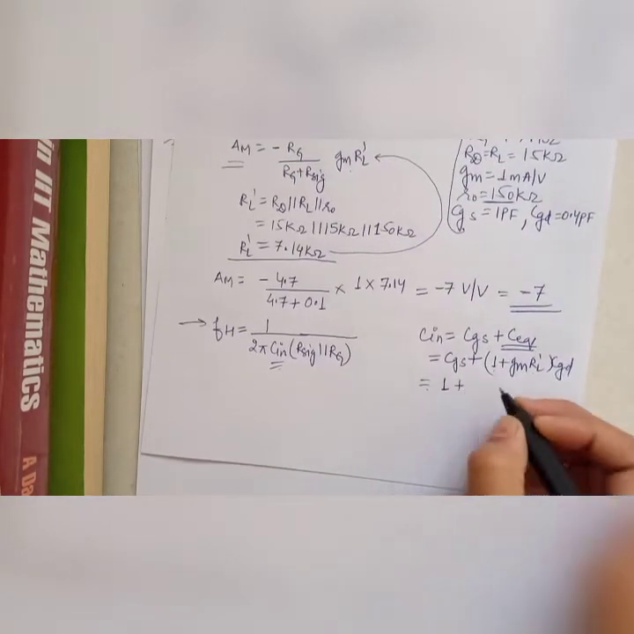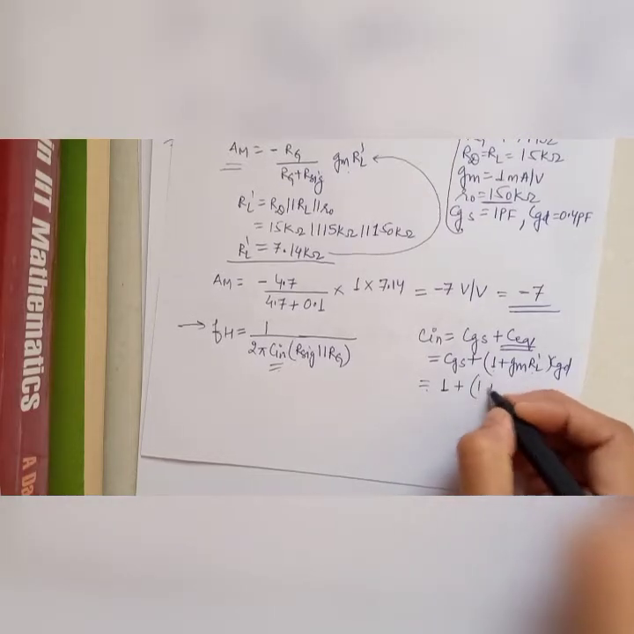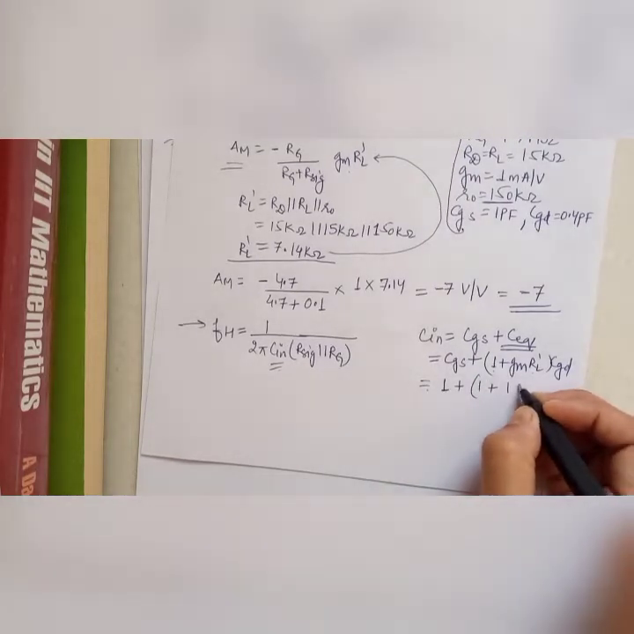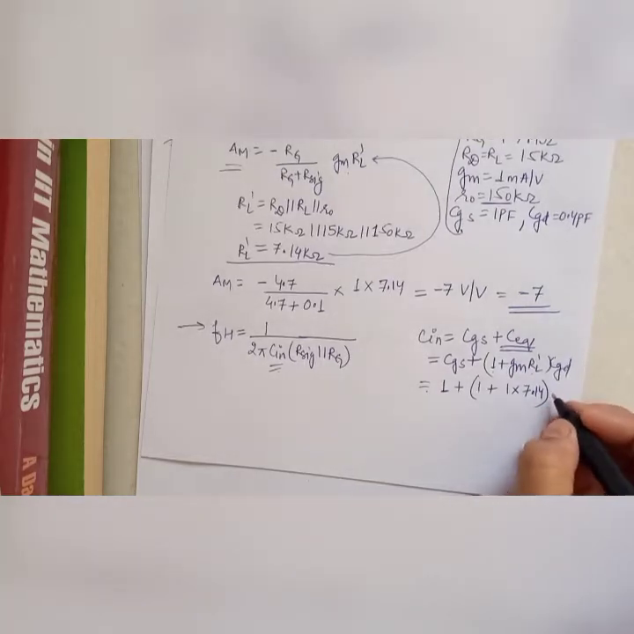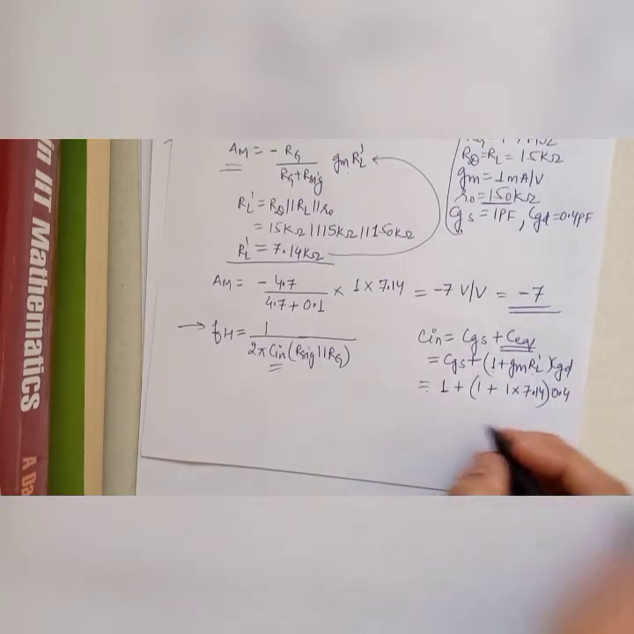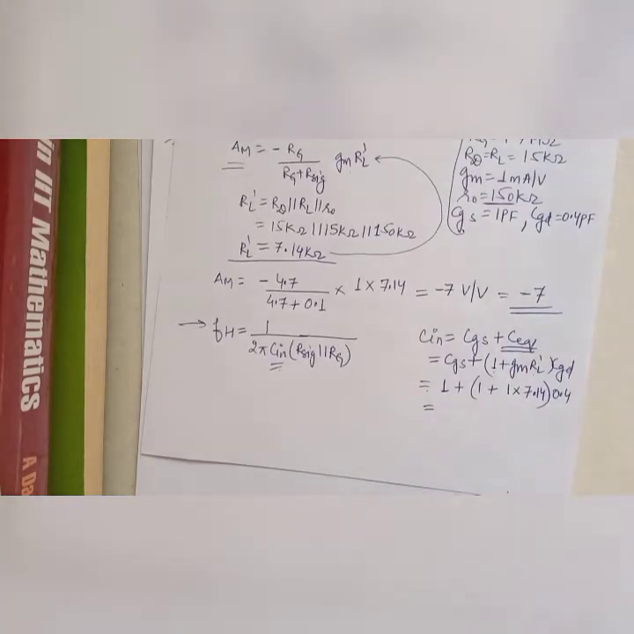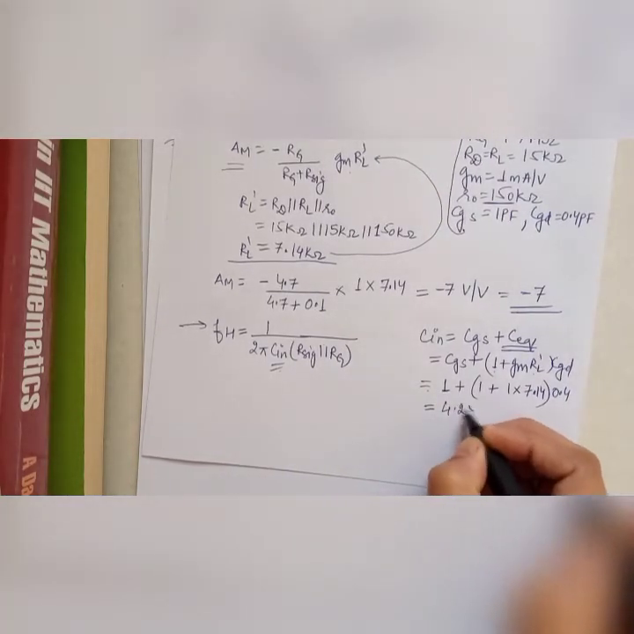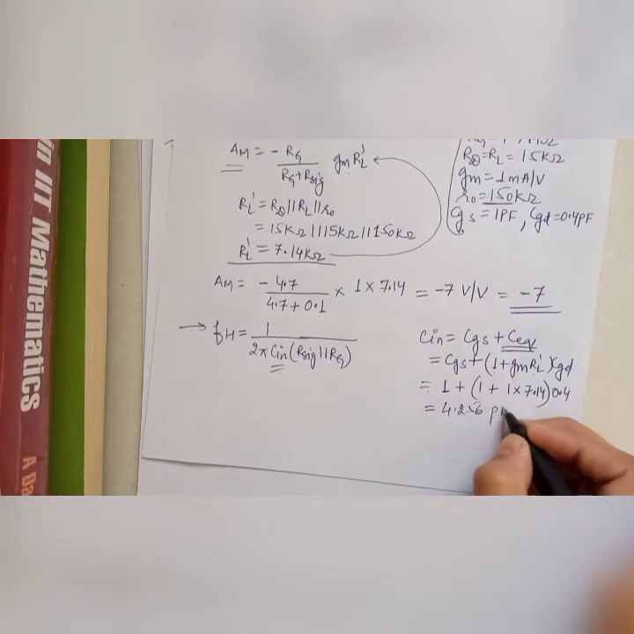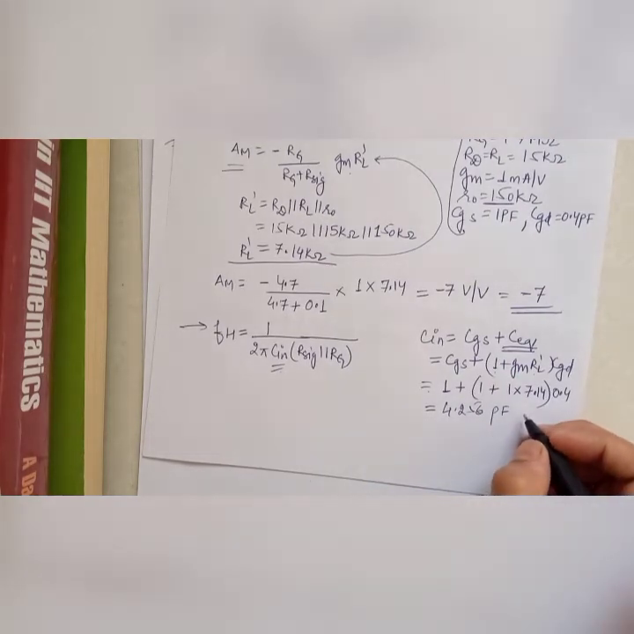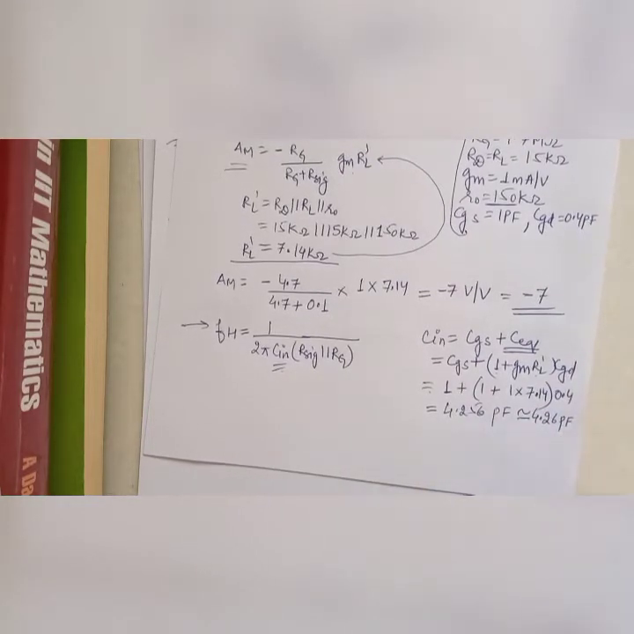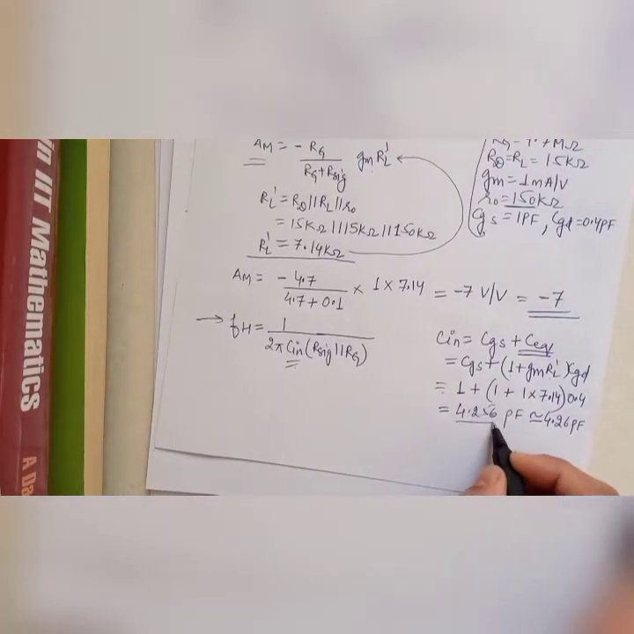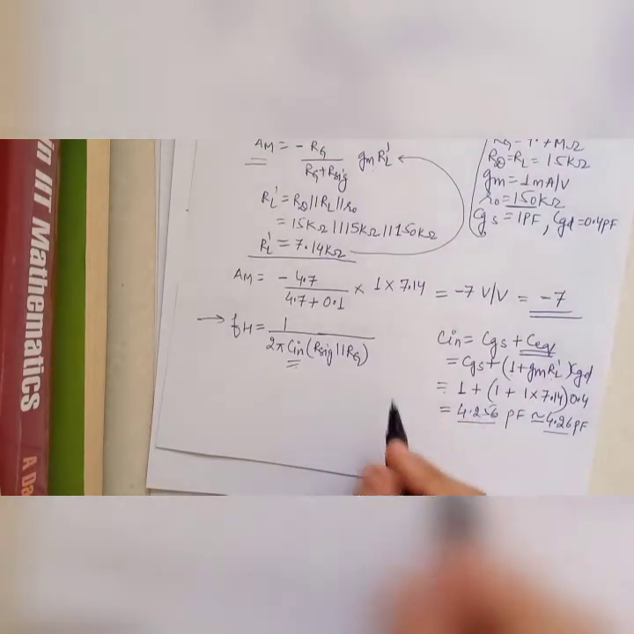Now plus 1 plus Gm RL dash, 1 plus Gm. Gm is given to me 1 milliampere per volt. RL dash is given to me, that I found out, 7.14 kilo ohm, into CGD is 0.4. So when you calculate this value, I'm getting near about 4.256 picofarads. Pico means 10 to the power minus 12. I can write this approximately as 4.26 picofarads. It is up to you, you want to write this value or this value over here.